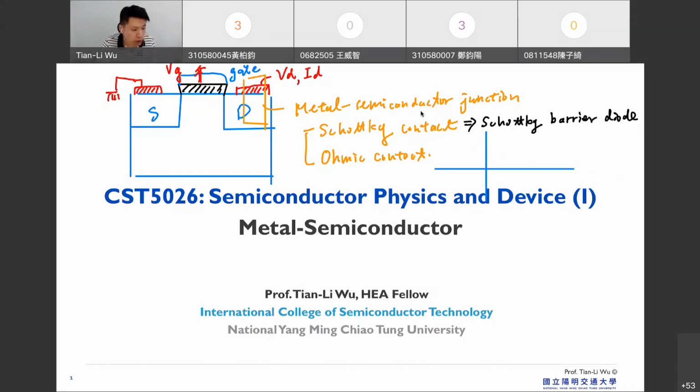If you look at the typical diode characteristic, or a typical two-terminal device, we apply the voltage and then we get the current. In the case of ohmic contacts, whenever we apply a voltage, we can always get a current output. So you can see the linear correlation between the voltage and current here. That's a typical ohmic contact.